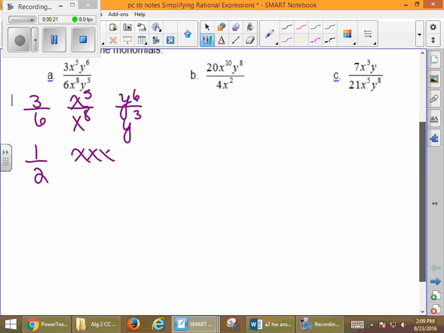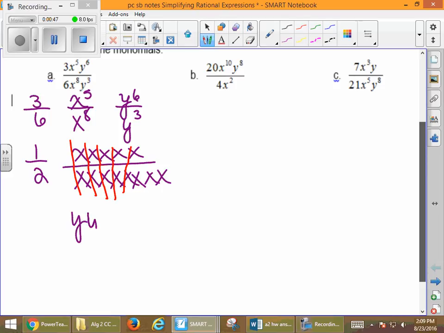And it's not the most fun to write out all of those x's, and even less fun to write out 8 of them. 1, 2, 3, 4, 5, 6, 7, 8. But what that allows us to do when we write them out is we can see the x's canceling out. And the same thing with the y's. Y, y, y, y, y, y, divided by y, y, y. I don't want to do that all the time.